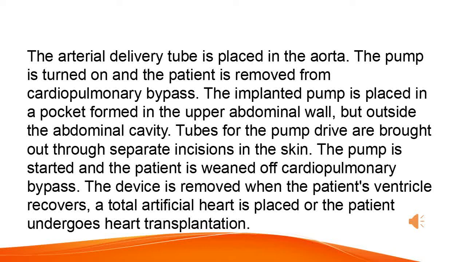The implanted pump is placed in a pocket formed in the upper abdominal wall, but outside the abdominal cavity. Tubes for the pump drive are brought out through separate incisions in the skin. The pump is started and the patient is weaned off cardiopulmonary bypass. The device is removed when the patient's ventricle recovers, a total artificial heart is placed or the patient undergoes heart transplantation.